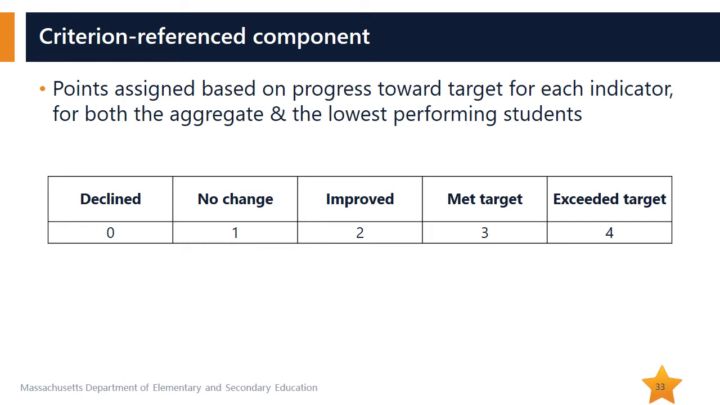The goal is to earn at least a 3 for each indicator to be considered to be meeting targets overall. However, the system is designed to be compensatory, so that if a school earns a combination of 2s and 4s or another combination of points, they may still potentially be considered to be meeting targets in the overall calculation.